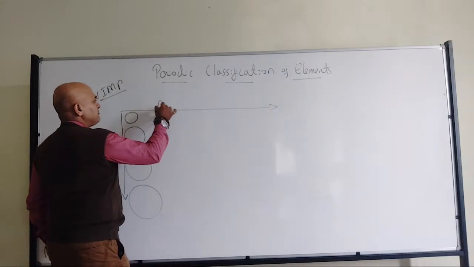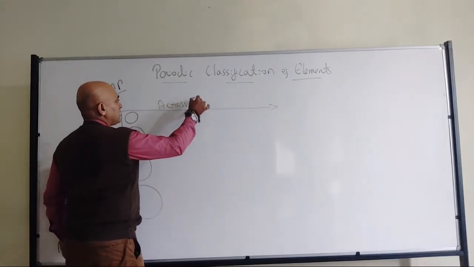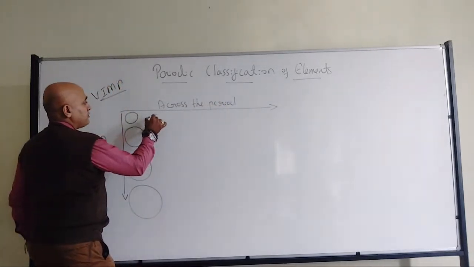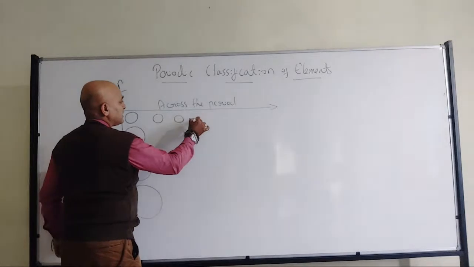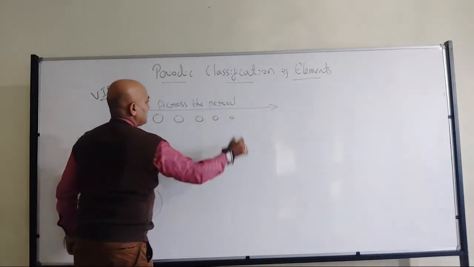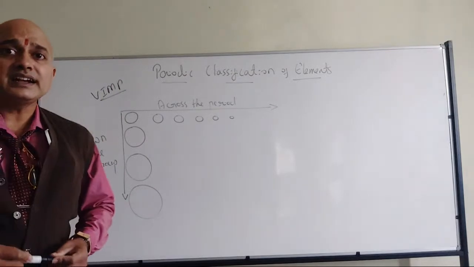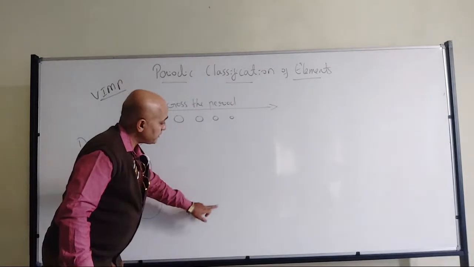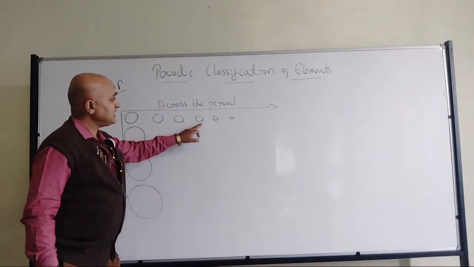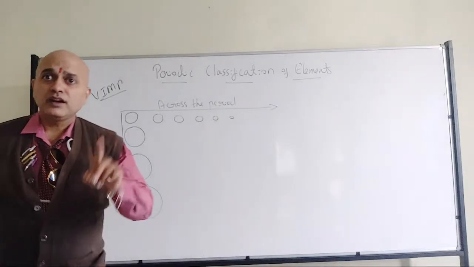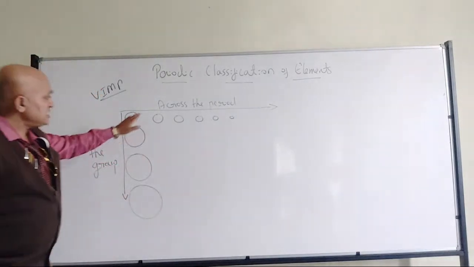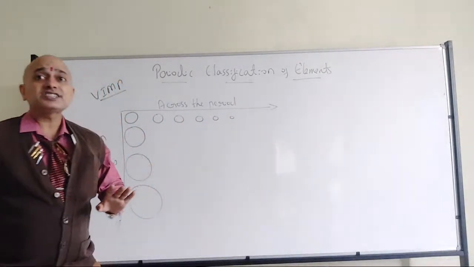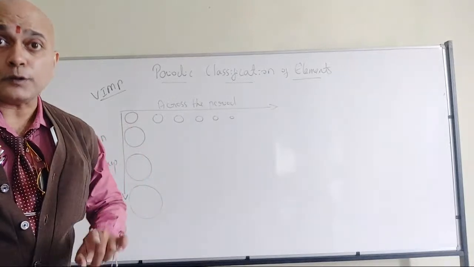Now, across the period, atomic size is going to decrease. Right? But please remember, in each group, the first element will be the smallest one. All of you will agree? In each respective group, the first element will be the smallest element in that particular group.